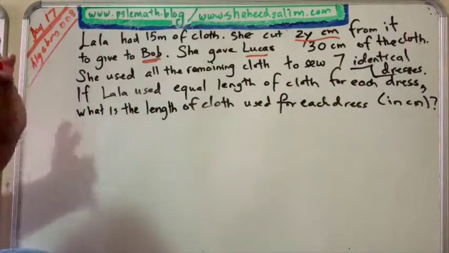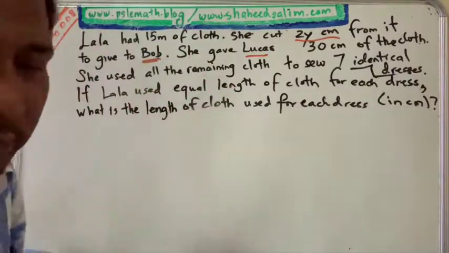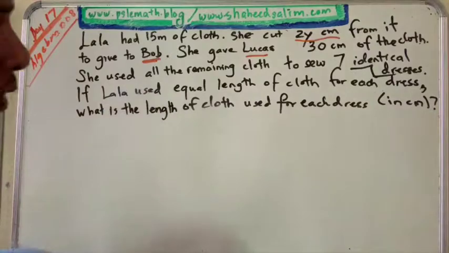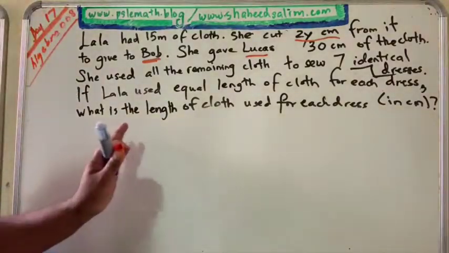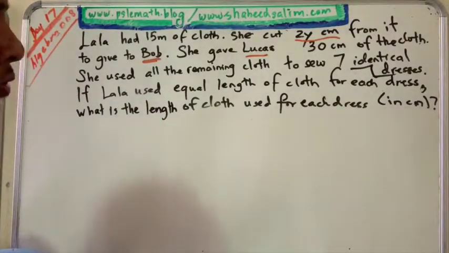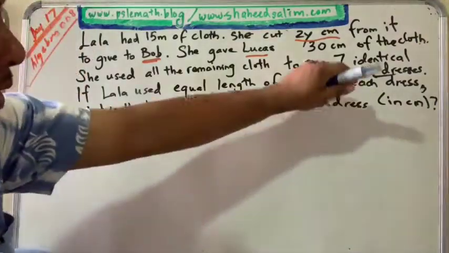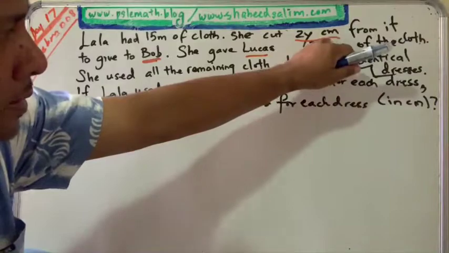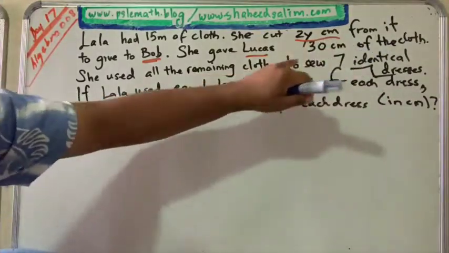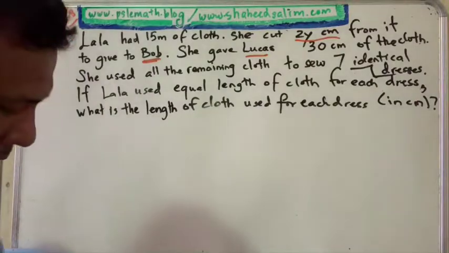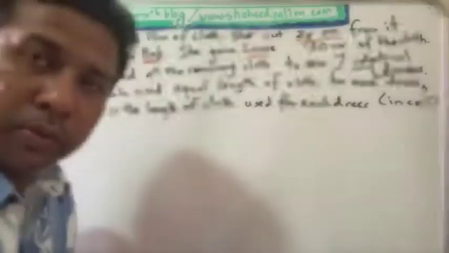And she used all the remaining cloth to sew 7 identical dresses. If Lala used equal length of cloth for each dress, what is the length of cloth used for each dress? And you have to give your answer in cm. You see the stated length in cm here, cm here, and this is in meters. Now, what do I do? How do you do this question?